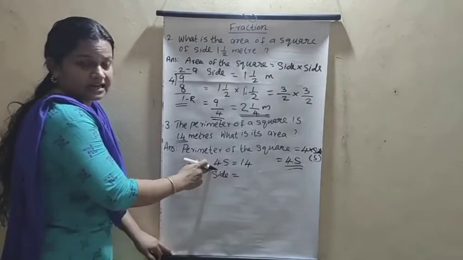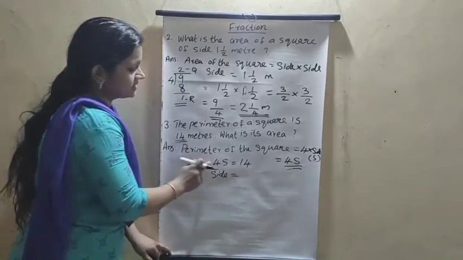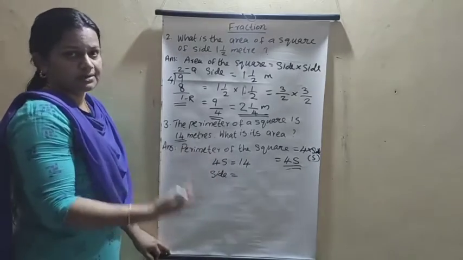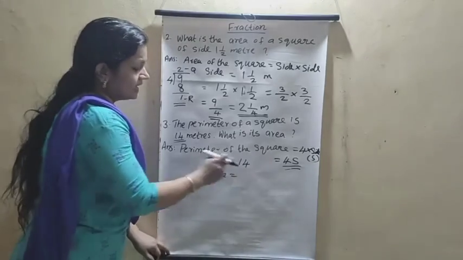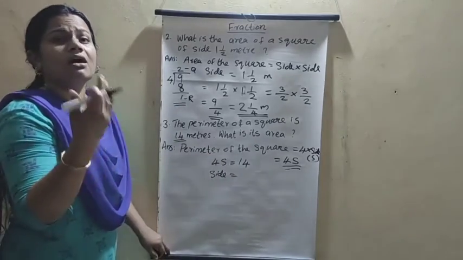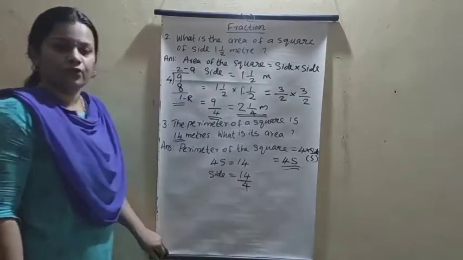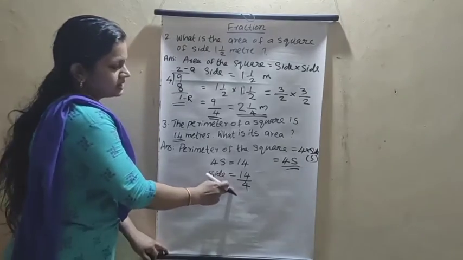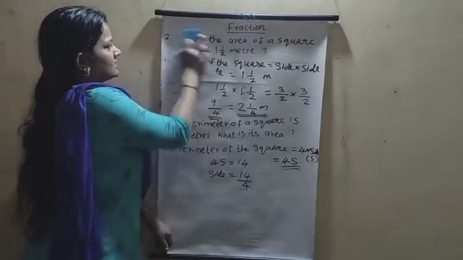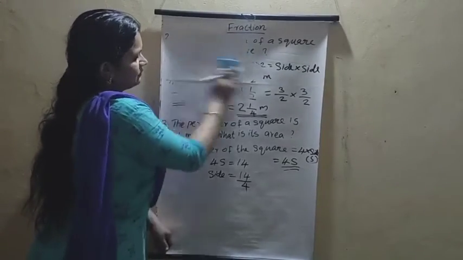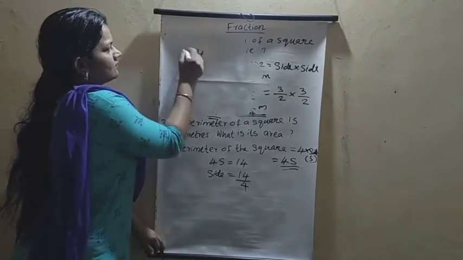This is multiplication. Then this 4 is taken to the right side. This multiplication becomes division. So 14 divided by 4. Side is equal to 14 by 4. What is this? This is an improper fraction. So the improper fraction is converted into a mixed fraction.